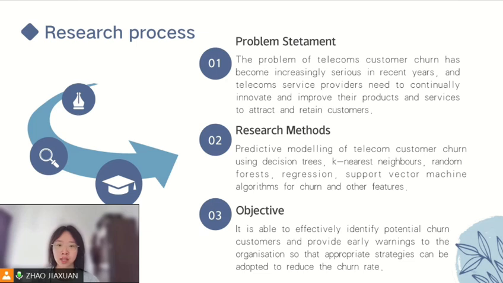The second part is research models. Predictive modeling of telecom customer churn using decision trees, k-nearest neighbors, random forest, logistic regression, and support vector machine algorithms for churn and other factors. The final part is objective. It is able to effectively identify potential churn customers and provide early warning to the operators so that appropriate strategies can be adopted to reduce the churn rate.